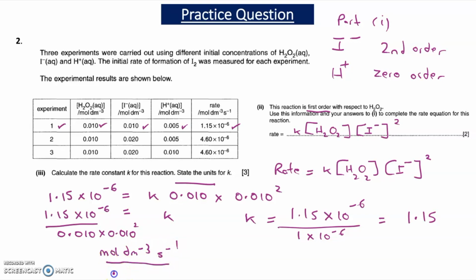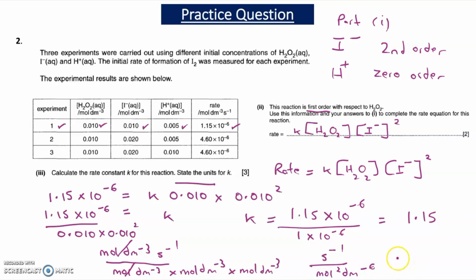So it would be moles per decimeter cubed seconds to the minus 1 over moles per decimeter cubed times moles per decimeter cubed. And that would give me the units of k. Now if I cancel out the concentration terms here, I'll be left with seconds to the minus 1 over moles per decimeter cubed times moles per decimeter cubed, which would be seconds to the minus 1 over mole squared dm to the minus 6.